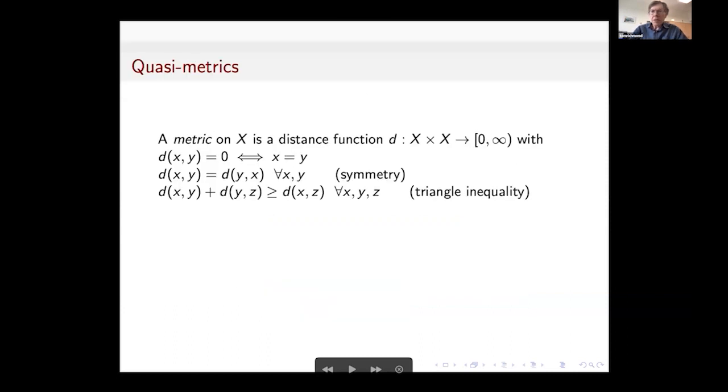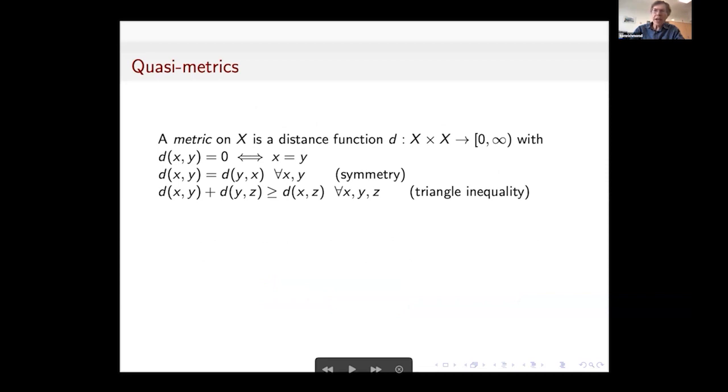And topologies, some of these topologies arise from metrics, and a metric is a distance function that behaves like you would expect Euclidean distances to behave. The distance from a point to itself is 0, and if the distance between 2 points is 0, then the 2 points are equal. The distance from x to y is the same as the distance from y to x, and the triangle inequality, which simply says the shortest distance between 2 points is the straight line.